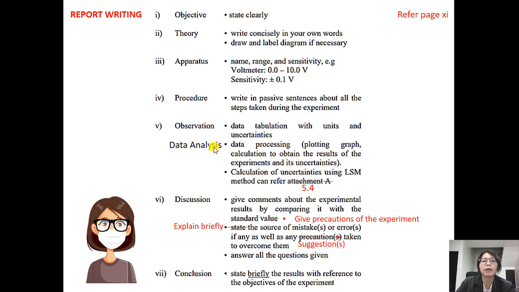Under data analysis, we are going to have data processing. For example, we might plot the graph, then do some calculation to obtain the result of the experiment and also its uncertainties. For the calculations of uncertainties for a straight line graph, we are going to use the LSM method, and this one we will discuss in more detail during our pre-lab sessions in week 3.